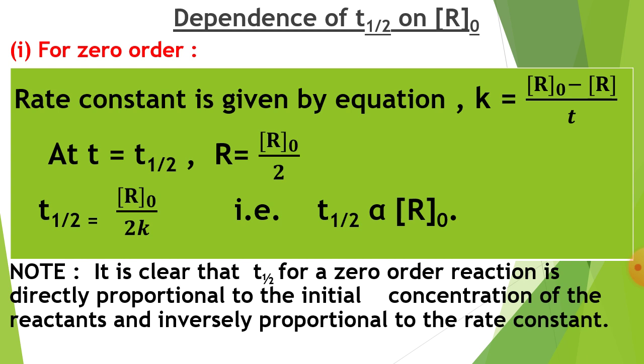So this is the derivation of T half for a zero order reaction. This derivation can be asked as a 1 mark question. It's a very simple derivation. You can find the T half value by knowing the rate constant value of a zero order reaction.